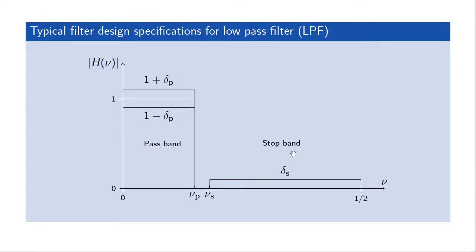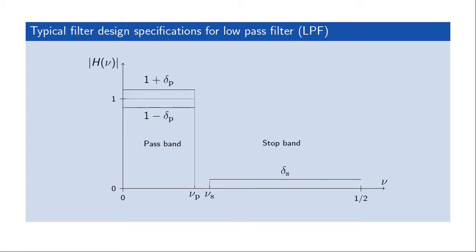Similarly, in the stop band where the ideal filter would be equal to 0, we say that our filter design needs to be less than some delta s value, which would be chosen close to 0 in order to have a good approximation of the ideal response. And we would also need to allow for some transition band where the filter response is allowed to drop from the levels of the pass band to the levels of the stop band.